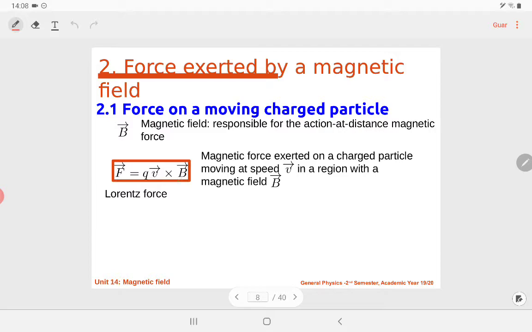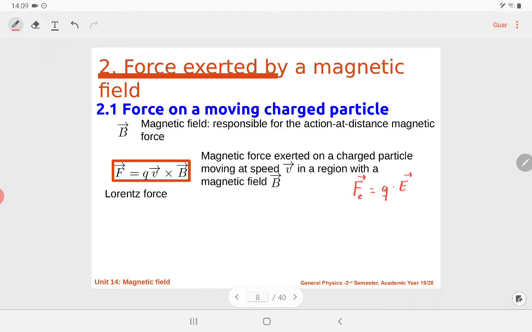Okay, so this is the magnetic force exerted on a charged particle that moves at a speed v inside a region where there's a magnetic field, and this is also known as the Lorentz force. If you remember, the electric force, let's call it F sub E, on a charged particle was given by the product of the charge times the electric field. So there are certain similarities and certain differences between these two forces.